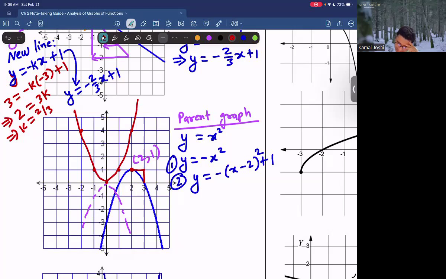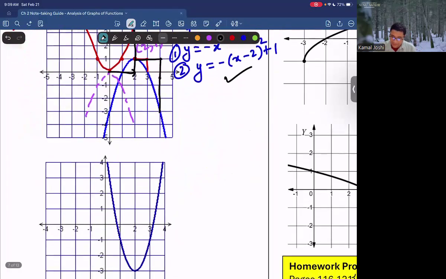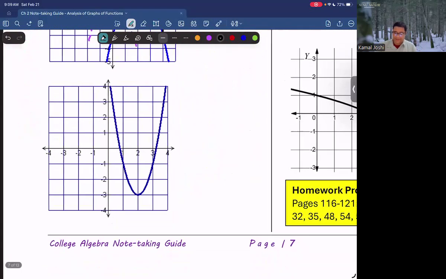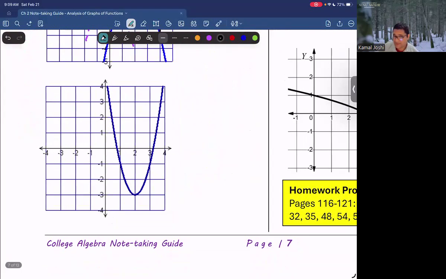In the parent graph, if you go 2 units to the right, you go 4 units up, right? In the new graph, if you go 2 units, you are still going 4 units. 1, 2, 3, 4. Count that. So there is no stretching here, and that's my answer. That is how you can determine, sometimes just by looking at it visually. Okay, let us do this. This one looks stretched.